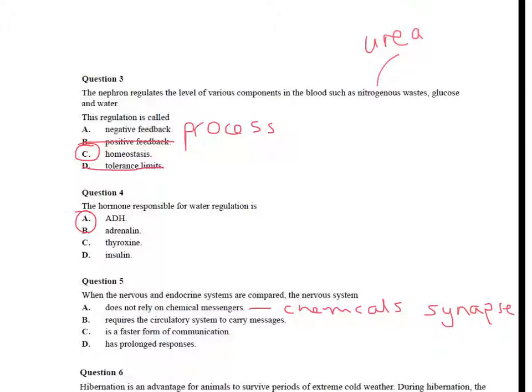Requires the circulatory system to carry messages? No. So we can cross that one out straight away because that's in the endocrine system. Is a faster form of communication? Yes. And has prolonged responses? Again, no, that's the endocrine system. So our answer here has to be C.